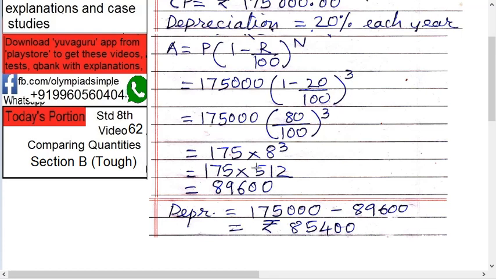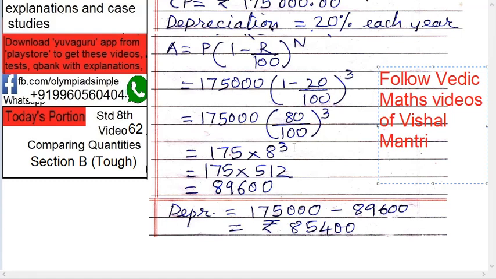Now this multiplication is again very easy. Follow my Vedic maths videos. In Vedic maths you can solve all these big numbers within minutes, only on fingers also. So that's easier. So it becomes 89,600. So A equals 89,600.